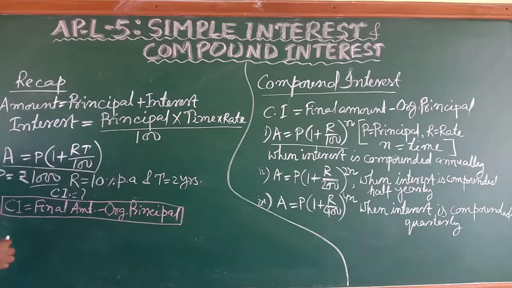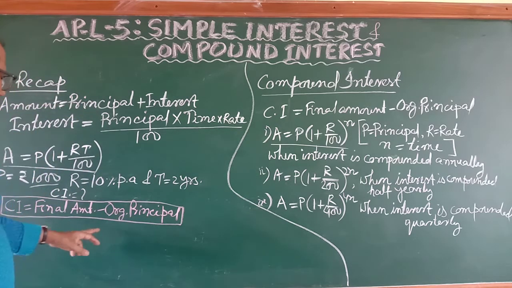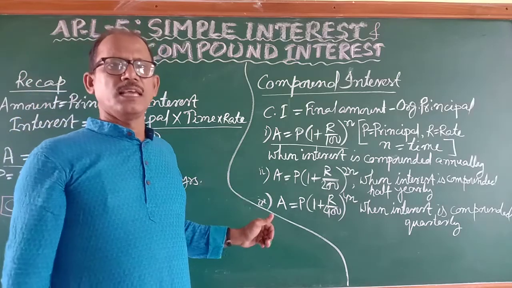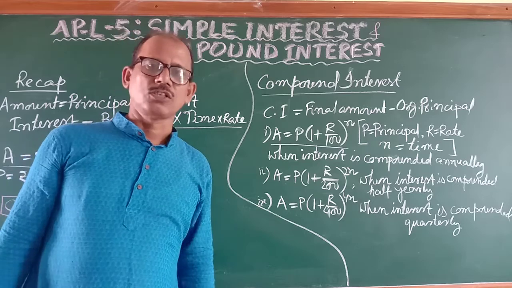So compound interest is equal to the final amount minus the original principal. The beginning principal is subtracted from the final amount. I will take one example. It can be solved through the simple interest formula also, considering time equal to 1 year every time, and finding that year's interest.